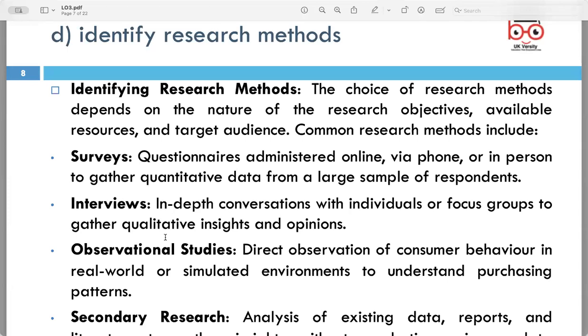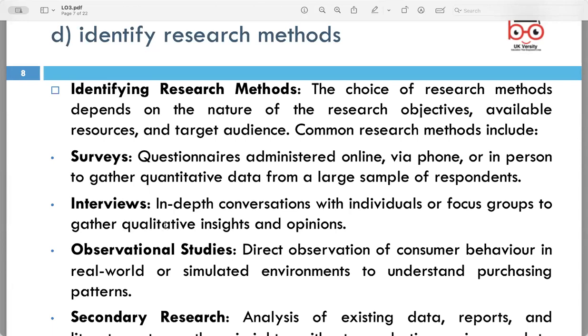So, next is surveys. Surveys involve administering a questionnaire to a large sample of respondents. These can be conducted online, via phone, or in person. Surveys are particularly useful for collecting quantitative data and can provide insight into customer preferences, behavior, and attitudes. For example, a survey might be used to measure customer satisfaction with a particular product or service.